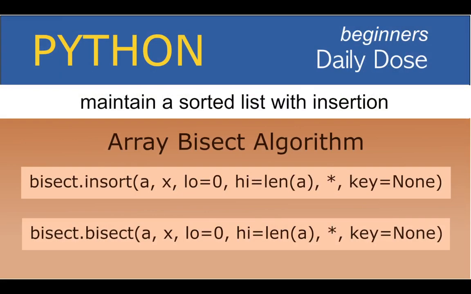This video is part of the playlist Python Basics Programming Beginner's Daily Dose, where I come up with videos on fundamental concepts of Python programming so that beginner level Python programmers will get an insight of how things work in Python. In this video, I will discuss the module bisect, which has some functions for inserting an element or data in an already sorted list, so that after the insertion, the list remains sorted. This functionality is implemented using the array bisect algorithm. So let's get started.